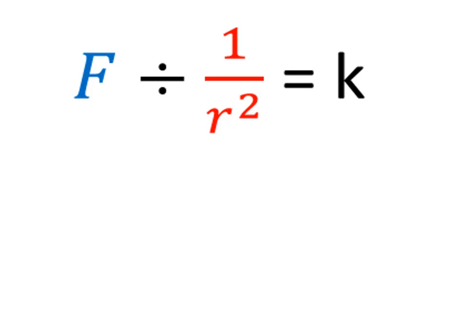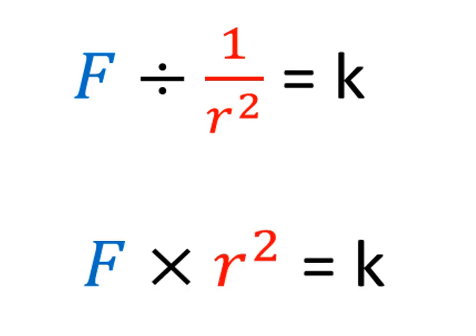Remember, when we divide by a fraction, we tip and times. So force divided by 1 over r squared becomes force multiplied by r squared. Force divided by 1 over r squared is the same thing as force multiplied by r squared. And if the relationship is indeed direct proportion between force and 1 over r squared, this should give a constant.